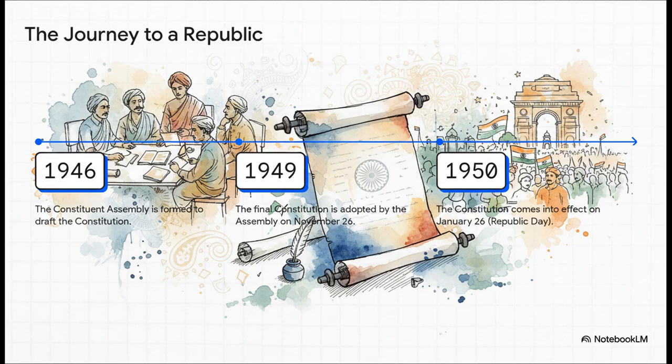The Constituent Assembly got together in 1946, and its members debated and drafted for almost 3 years. The final version was adopted on November 26, 1949, and it officially went into effect on January 26, 1950, the day India now celebrates as Republic Day.